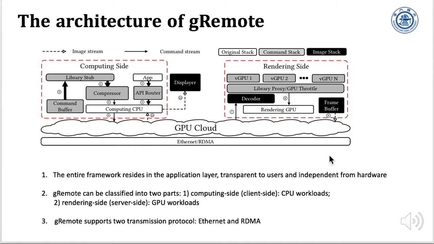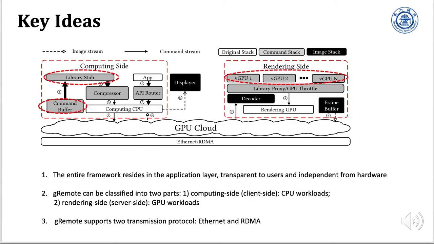The whole framework can be classified into two parts: the computing part, also called the client side, focusing on CPU workloads, and the rendering part, also called the server side, focusing on GPU workloads. So far, gRemote supports two transmission protocols, Ethernet and RDMA. Compared to conventional remote API forwarding architectures, gRemote innovates three units: a command buffer to store intercepted commands for further processing, a library stub to minimize CPU pressure on the server side, and a GPU throttle to limit the GPU usage of each application.